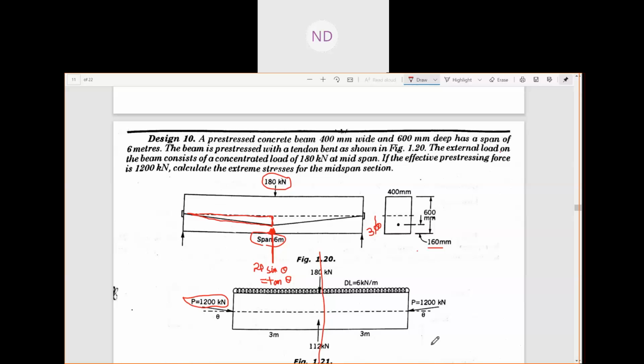So after you get your 2P tan theta, you know what the net load that will be acting is: 180 minus your 2P tan theta. After calculating, you got your 2P tan theta to be 112, as you can see in this figure, 112. So now what will be your load? Actually, the net load which is acting on your beam will be 180 minus 112.